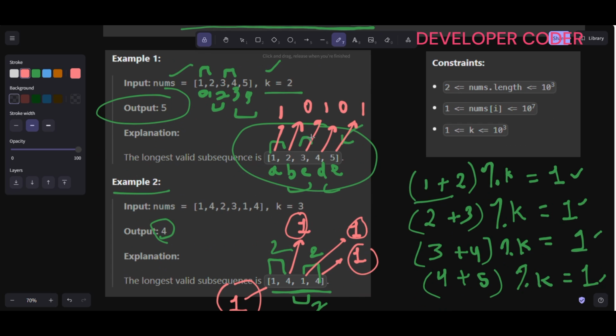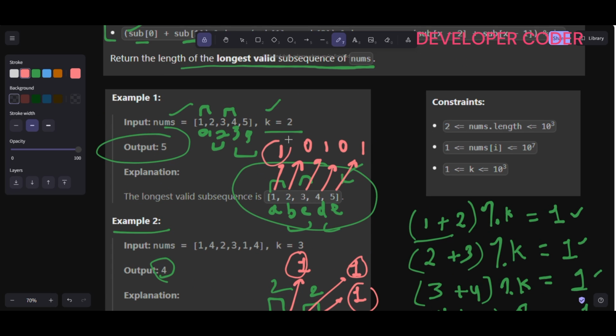If you notice this pattern, let's suppose this is r1, this is r2, then here again r1, then r2, so again r1. So see this pattern: a, b, c. If I do the modulo of a with k, and c modulo with k, I am getting the same value.